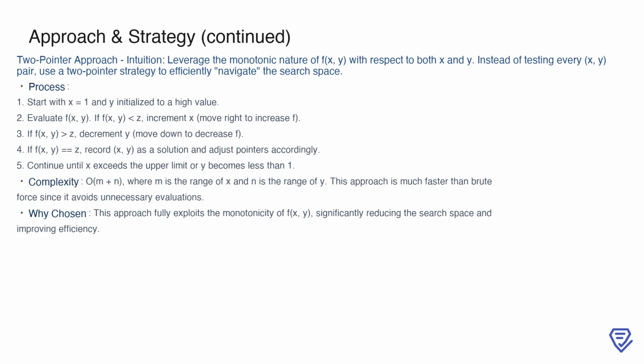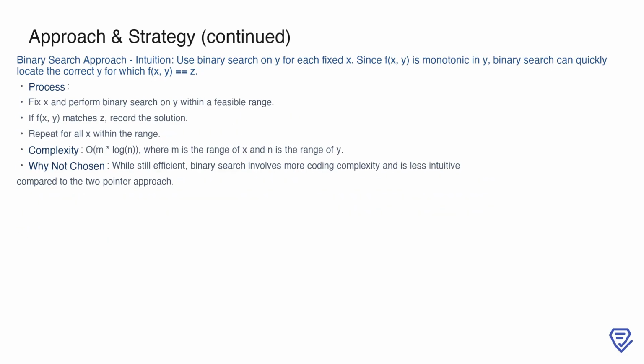Another option we considered is the binary search approach, which also takes advantage of the function's monotonicity. Here, the idea is to fix x and use binary search to quickly find a suitable value of y such that f(x, y) matches z. For each x within the feasible range, we perform a binary search on y. If we find a match, we record the solution.